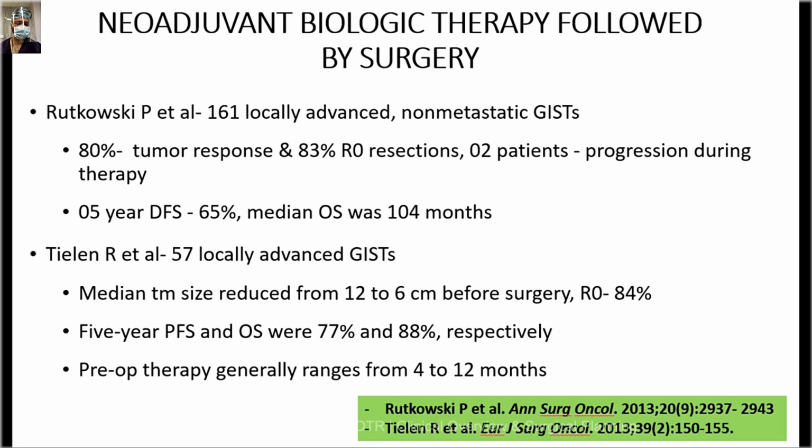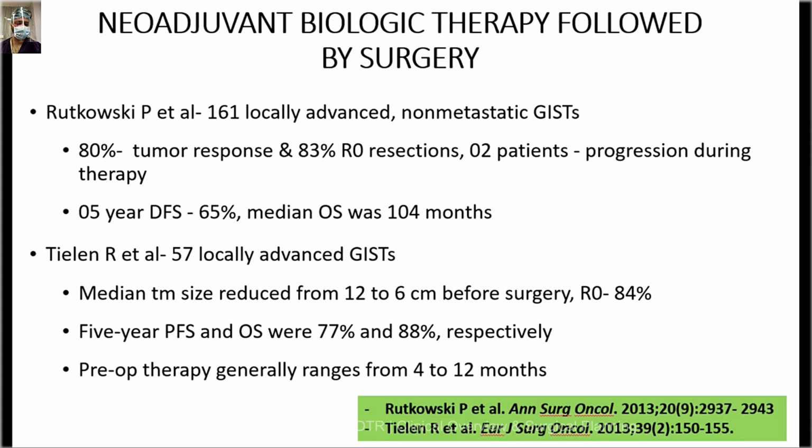In a study of 161 locally advanced non-metastatic GISTs, there was an 80% tumor response and 83% R0 resection could be achieved, and only 2 patients showed progression during the therapy. We used imatinib for the neoadjuvant therapy, and 5-year disease-free survival was 65%.